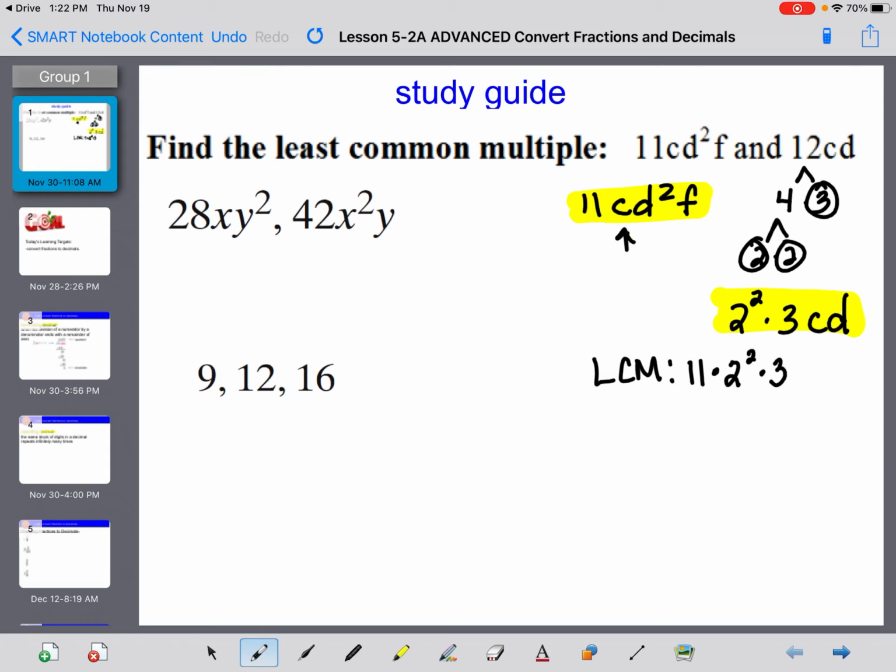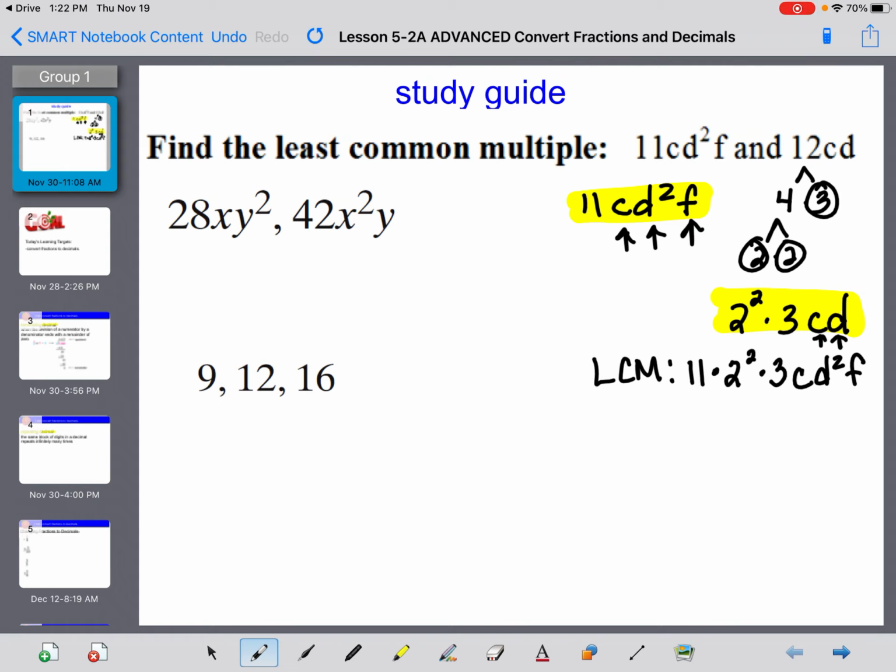I have c and c. They're equal, same power, so just c. Then I have d squared, or d to the second power, and d. D squared is the higher power, so I select d squared. F is alone, so f.